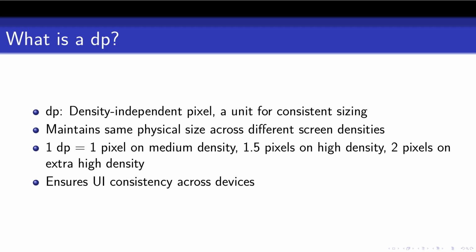Let's clarify what a DP is. The DP, or density-independent pixel, ensures consistent sizing across different screen densities. For example, 1 DP is equal to 1 pixel on a medium-density screen, 1.5 pixels on high density, and 2 pixels on extra high density displays. This consistency is crucial for building interfaces that look good on all devices.